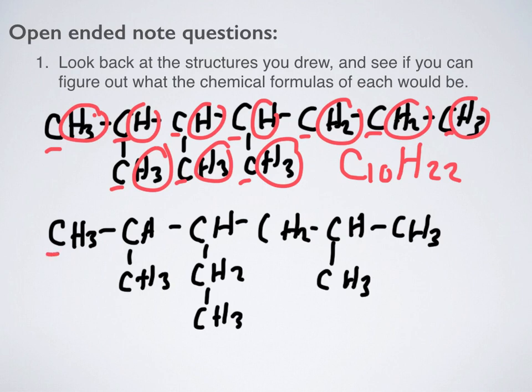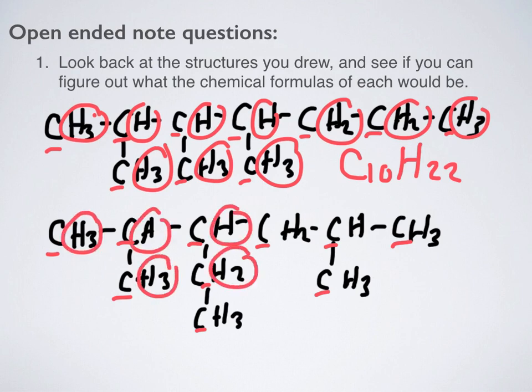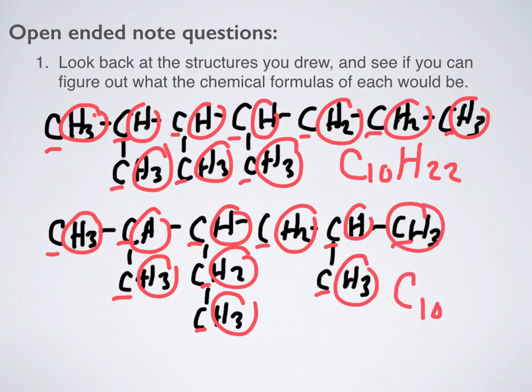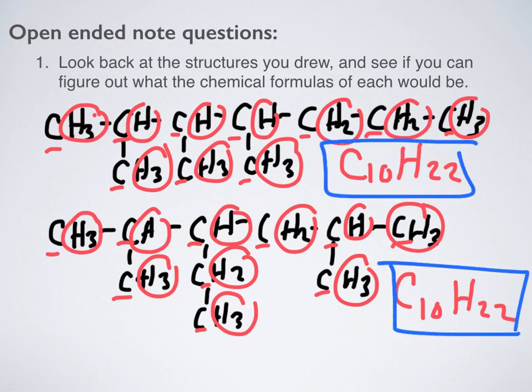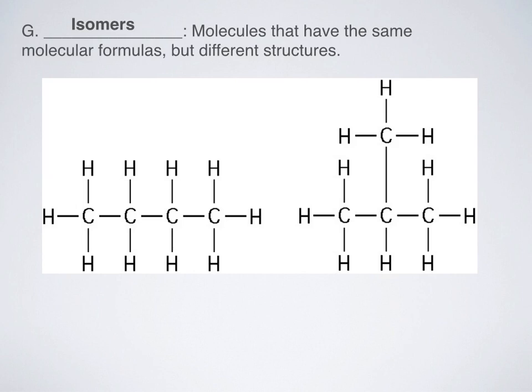And then do that again. So now we're counting carbons and everything. Now I'm adding up all of my hydrogens, just like this. And I get the same exact chemical formula. So the whole point is both of those structures that we drew have the same chemical formula. What is up with that? This brings us to a very important property of organic molecules, which we call isomers. Iso meaning same. Molecules that have the same molecular formula but different structures. That's what an isomer is.